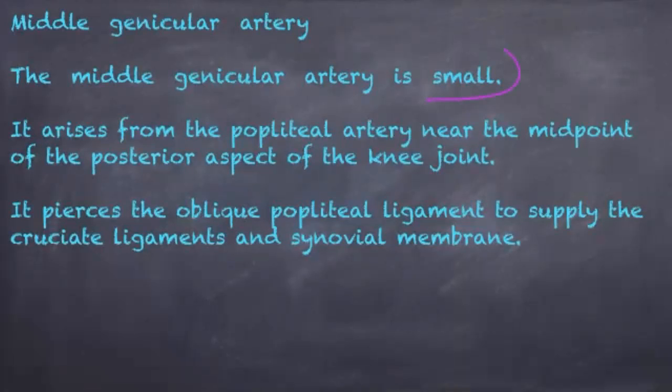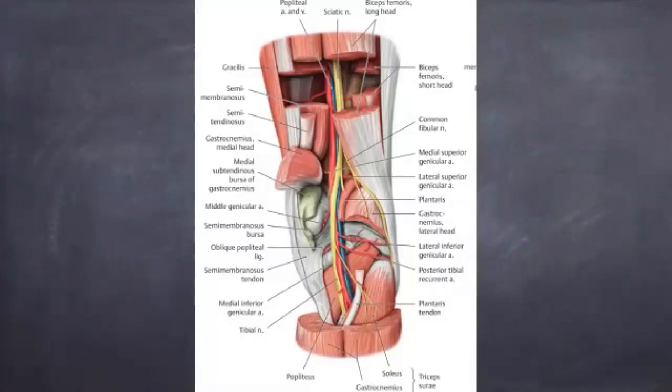Medial genicular artery is small, arises from the popliteal artery near the midpoint of the posterior aspect of the knee joint. It pierces the oblique popliteal ligament to supply the cruciate ligaments and synovial membrane. Okay, medial genicular artery. You see, this one is the medial genicular artery, which is supplying cruciate ligaments and synovial membrane, right?